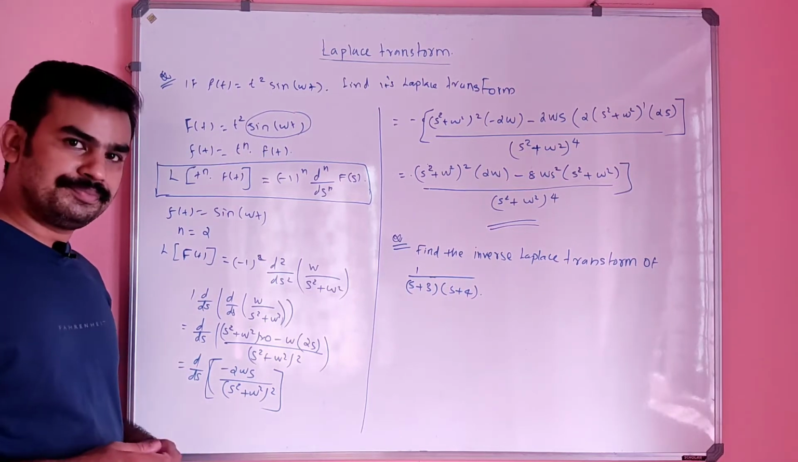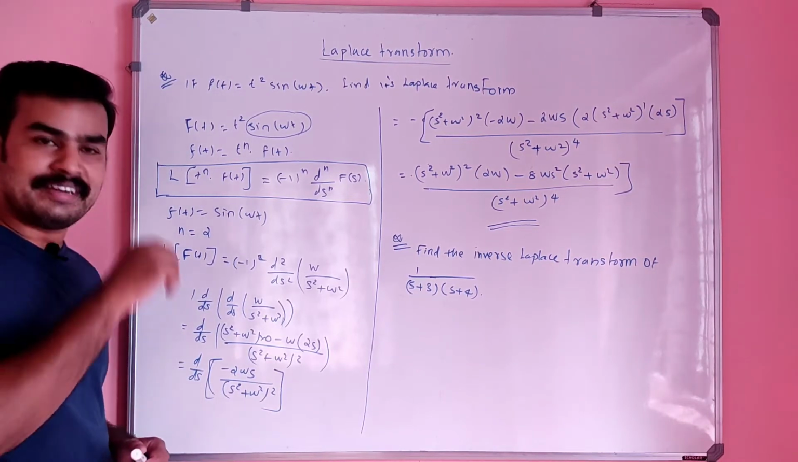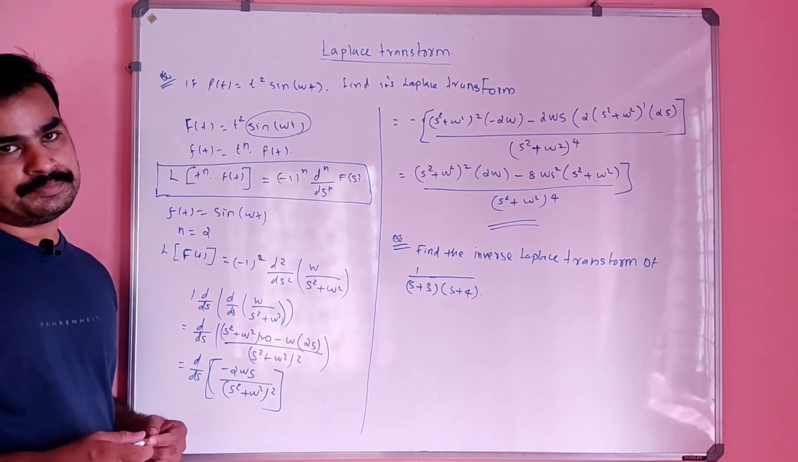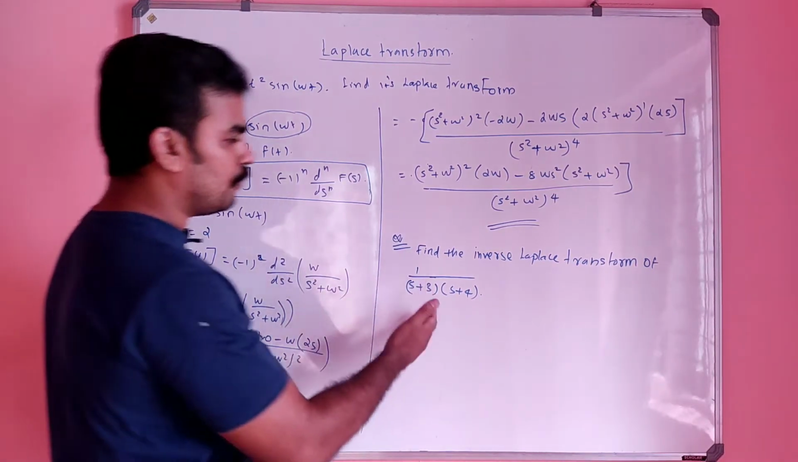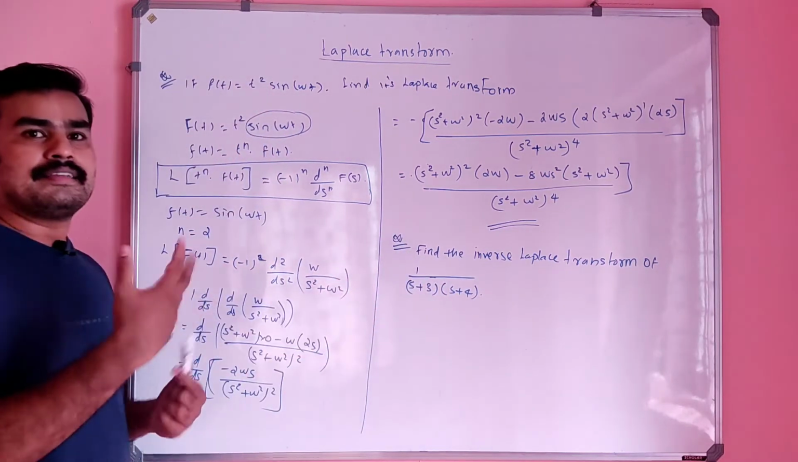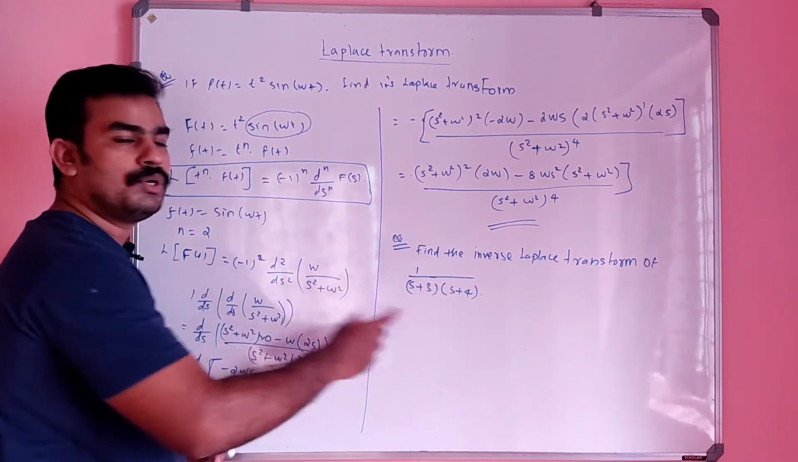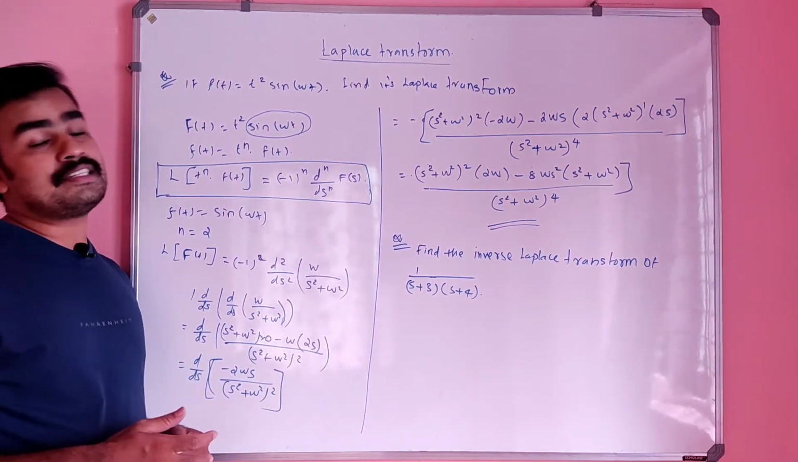How can we solve it? How can we start? You already studied this in earlier classes. It is nothing but the partial fraction method. This can be solved using the partial fraction method because it is in the form of 1 divided by (s plus something) into (s plus something). So you have to split it into fractions using the partial fraction method.